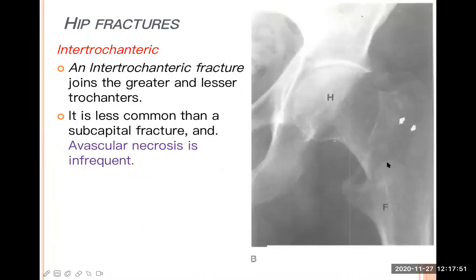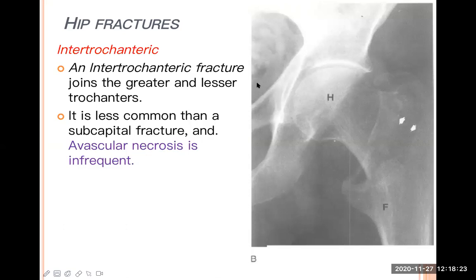Let's move on. Now, another one is intertrochanteric fracture. Now, why is this intertrochanteric fracture? Okay, let's see the X-ray and try to find it out. See this. These are the two thick white arrows, and right in between them you can see the fracture line. Not very clear actually because there is no displacement, but there is a fracture going.